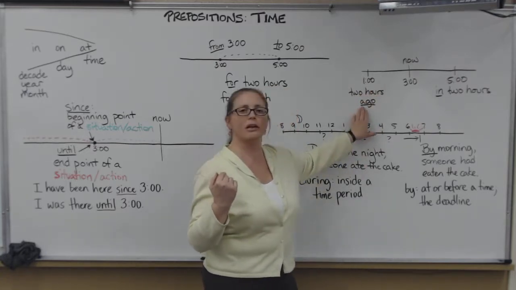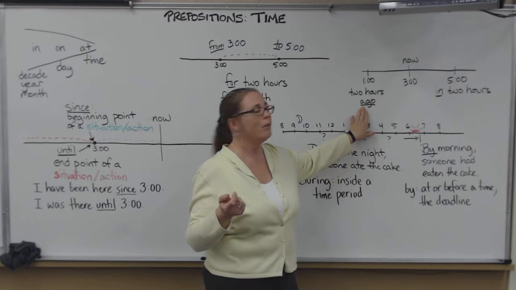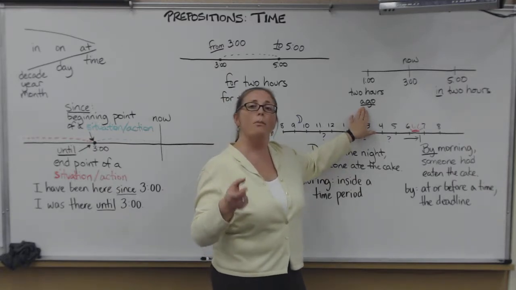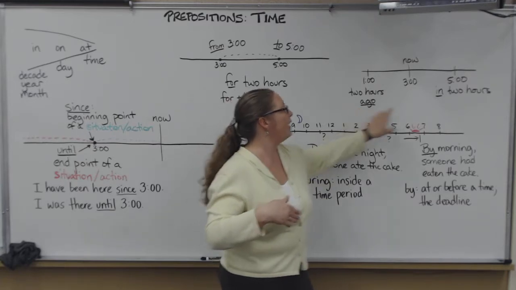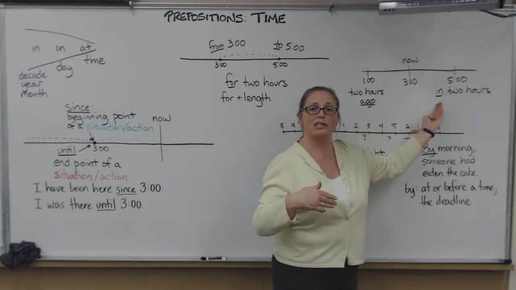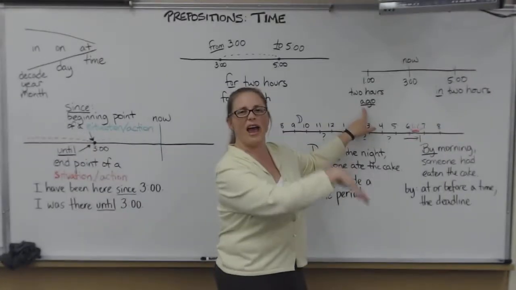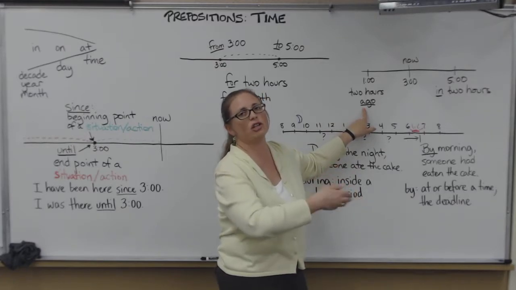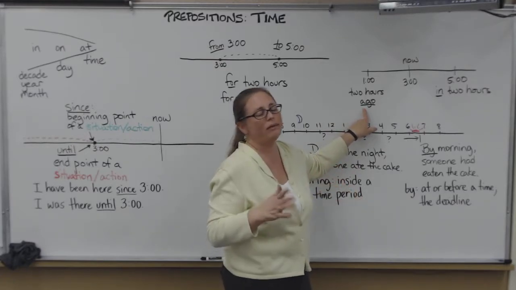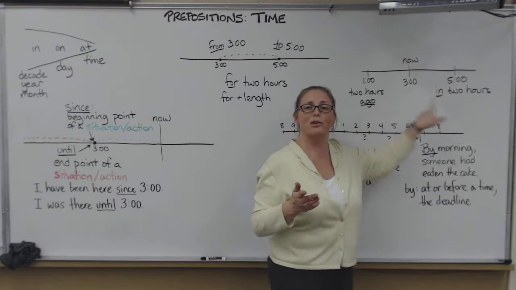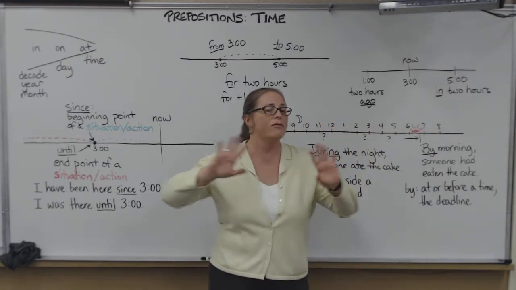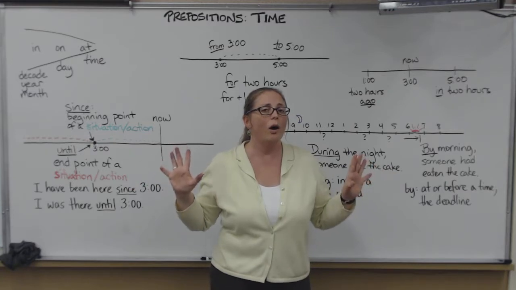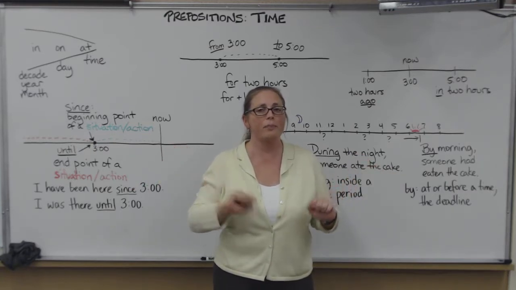This is not technically a preposition. Prepositions, pre means before, and in comes before, so that's a preposition. Ago comes after, so it's not actually a preposition. But in any case, these are the two words you're going to use to go forward and backward. So these are just some very general overview ideas of prepositions of time.